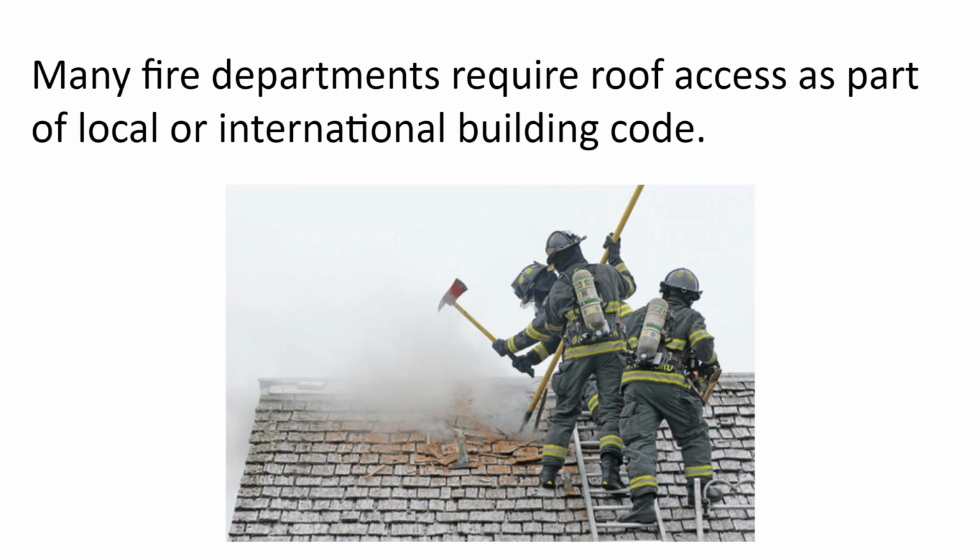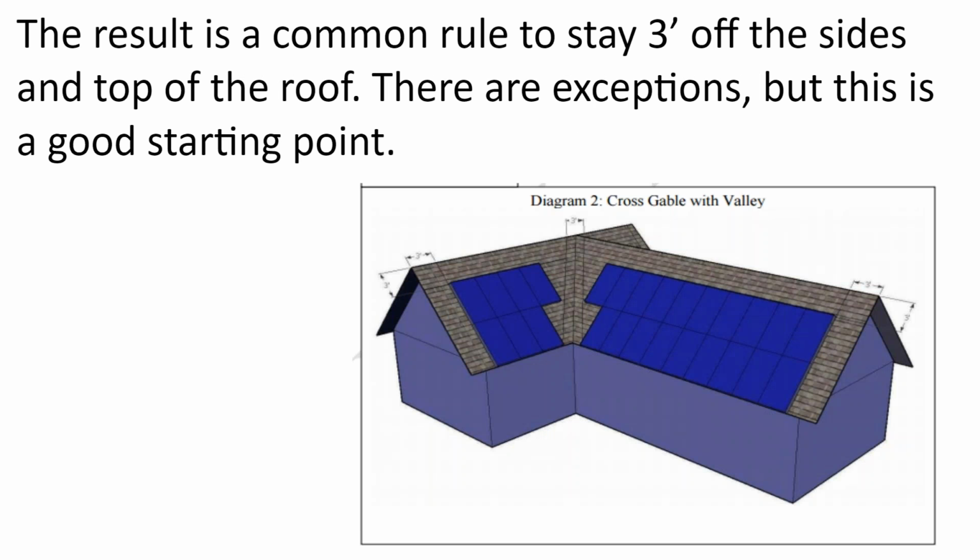The bare bones basic way is that they get up on top of the roof and cut a hole in it to get the smoke out of the building. And so if there's a solar array covering the roof, the concern is they can't do that. And so that's been incorporated into residential code to say you have to stay 3 feet off the sides and 3 feet off the top of the roof with your solar array.